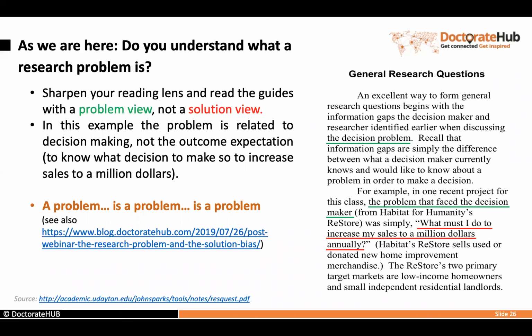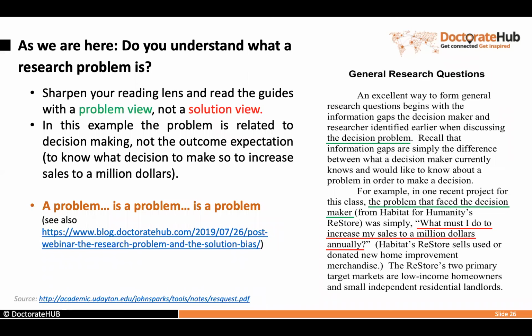An excellent way to form general research questions begins with the information gaps the decision maker and researcher identified earlier when discussing the decision problem. Recall that information gaps are simply the difference between what a decision maker currently knows and would like to know about a problem in order to make a decision. For example, in one recent project for this class, the problem that faced the decision maker was simply, what must I do to increase my sales to $1 million annually?